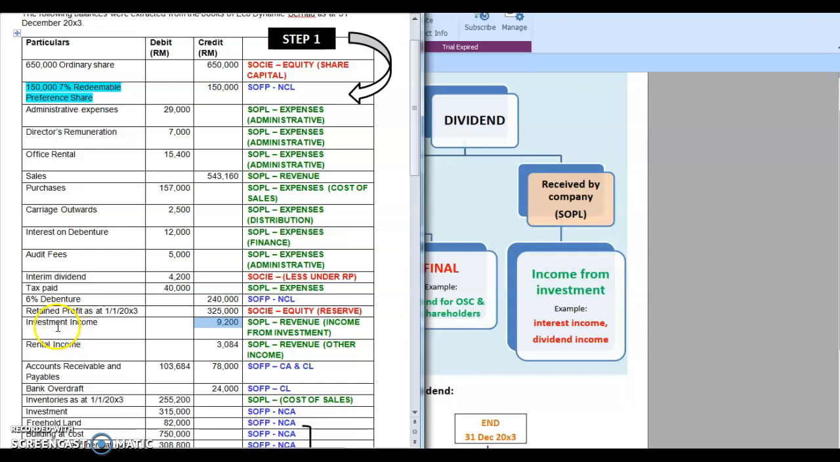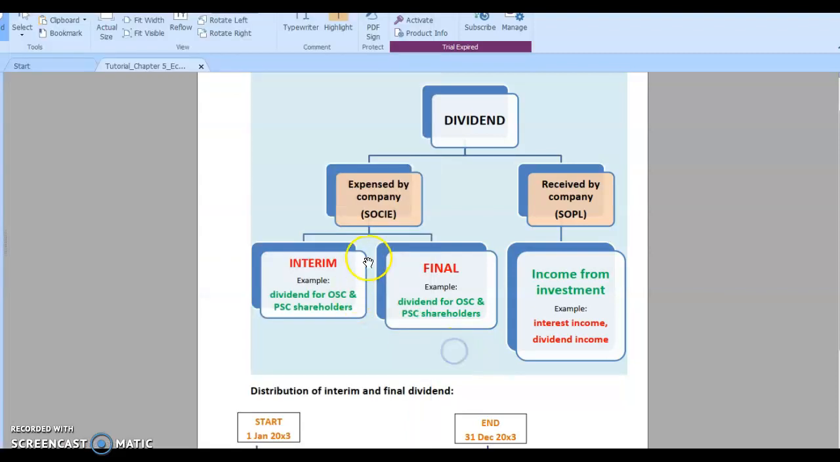But if the dividend is reported under the debit column, then we must know that the dividend represented here is a dividend expense by the company, because the debit column represents expense items. Yes, good. Alright, now back to these notes.